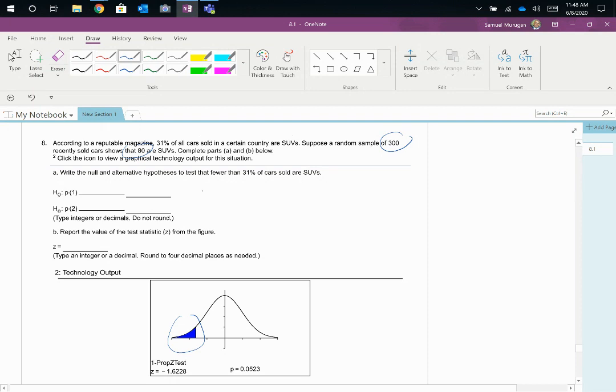characteristic here. So the null hypothesis is that P is equal to 31%. And we're trying to prove this wrong. So the alternative hypothesis is that P is less than 31%, based on the fact that it's left-sided. The Z statistic from the printout here is 1.6228.